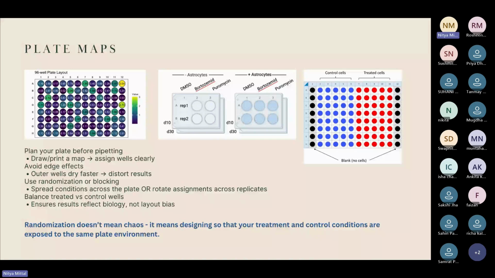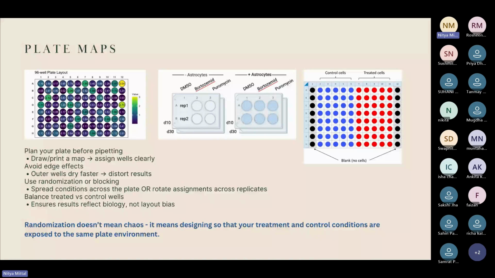So the basic plan for doing some plate mapping is, one, you're drawing or printing a map and you're assigning the wells very clearly, and you're going to try and avoid edge effects because there is drying that happens on the edges. Usually the media will evaporate faster from the edges, so you try to leave them out. Even the first A row and the H row ideally should have been left out in all of these images if you're trying to do a good plate map. And then, obviously coming to the next part, outer wells dry faster. This is going to distort your results and it is going to interrupt the quality of your data as well.